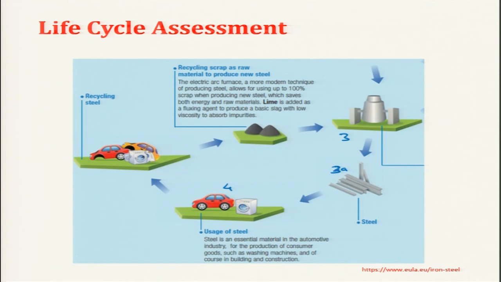The usage of steel. Steel is an essential material in the automotive industry and the production of consumer goods. These are home appliances, production of automobiles. The car is being shown here. They are used in producing washing machines and of course in building and construction. So, this is a use of the steel. After the use, we go to step 5. Step 5 is recycling. We are not considering reuse here, that is a step in between. I can put step 4A is reuse, okay, or 4B can be remanufacture.